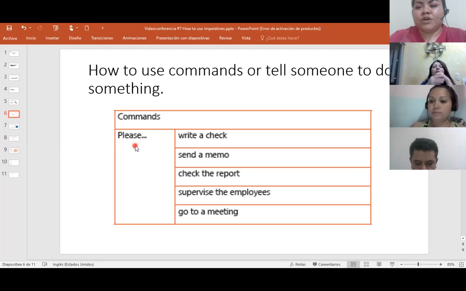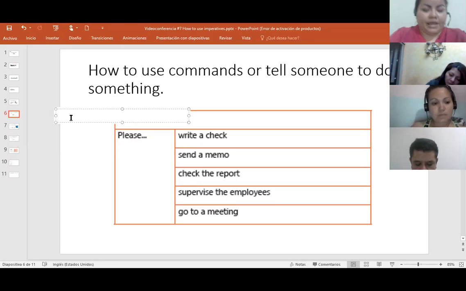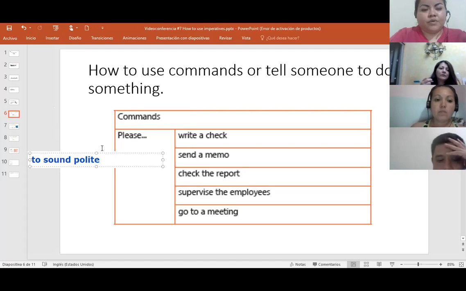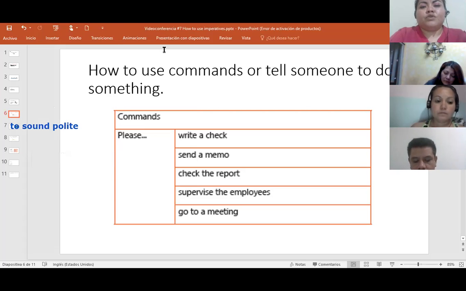This please is optional. This is an option. Your boss can tell you, Azalia, write a check right now. Okay. Why are we going to use please? Because we want to sound more polite. To sound polite. That's when we're going to use please. We use please to sound polite.